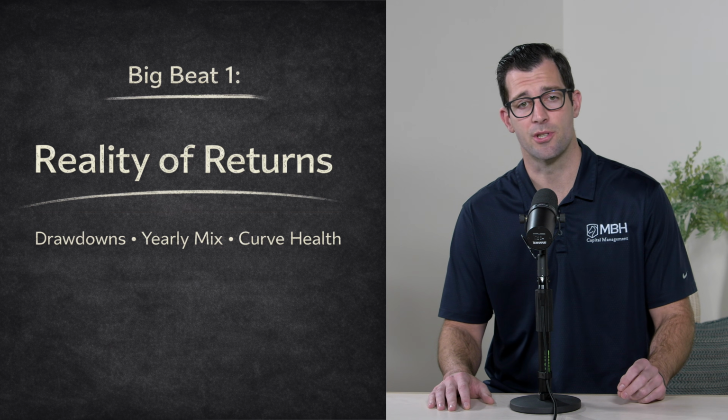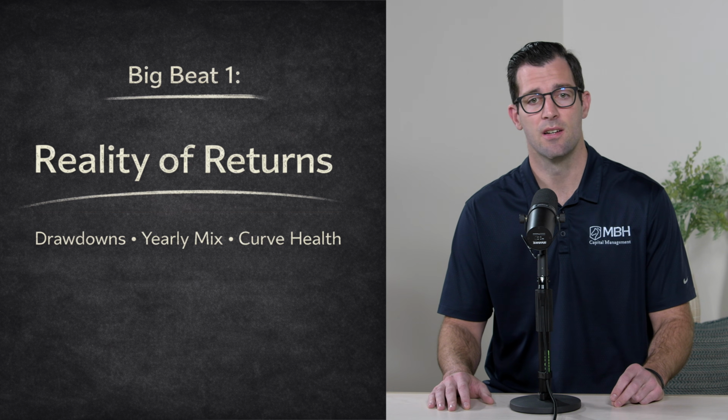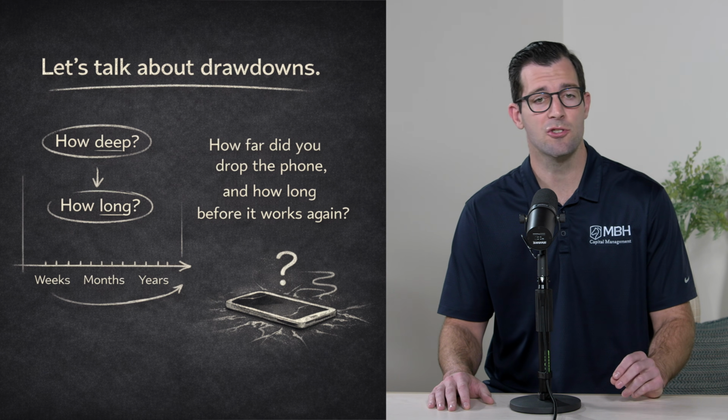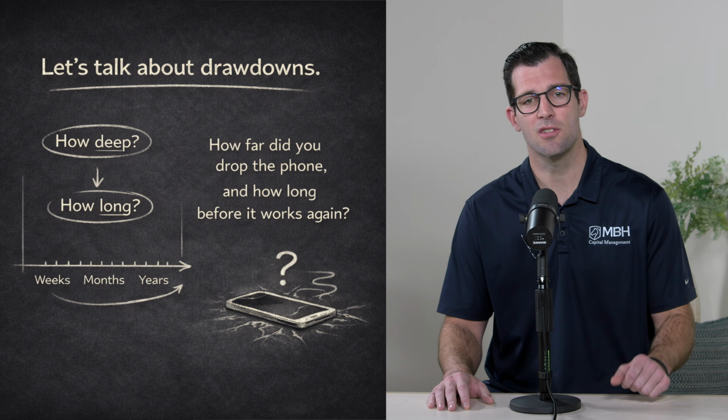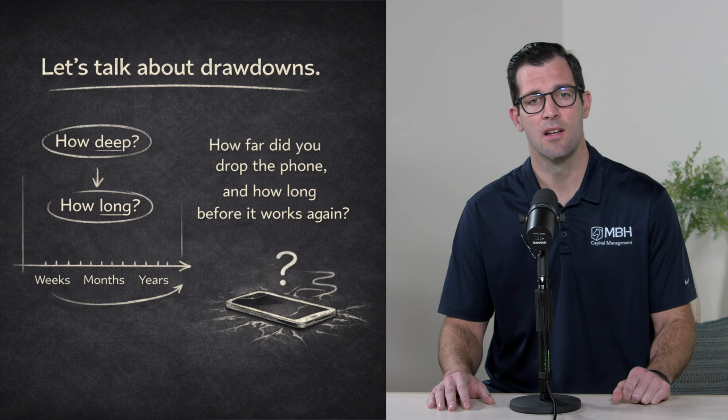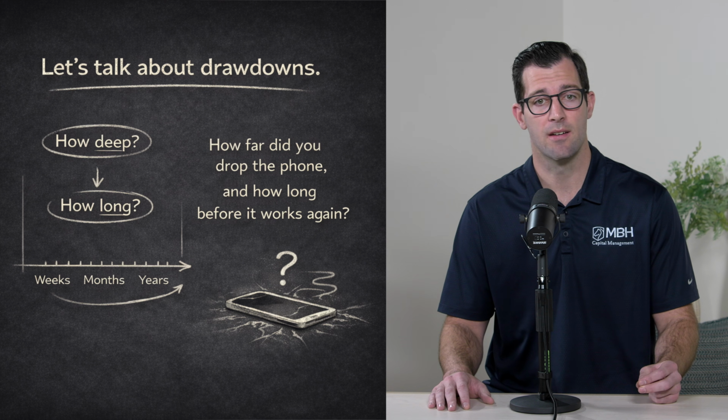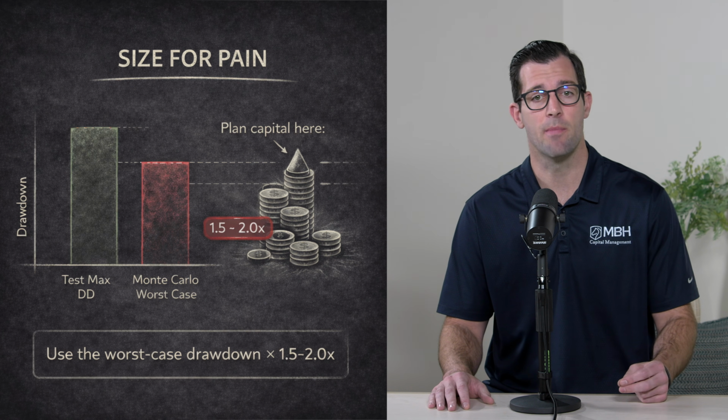The reality of your returns and what your curve looks like. Start with drawdown. 2 questions I like to ask: how deep is this drawdown and how long did it last? Long, grinding drawdowns kill your conviction even when the headline returns of your category look great. How far did you drop that phone and how long before it started working again?